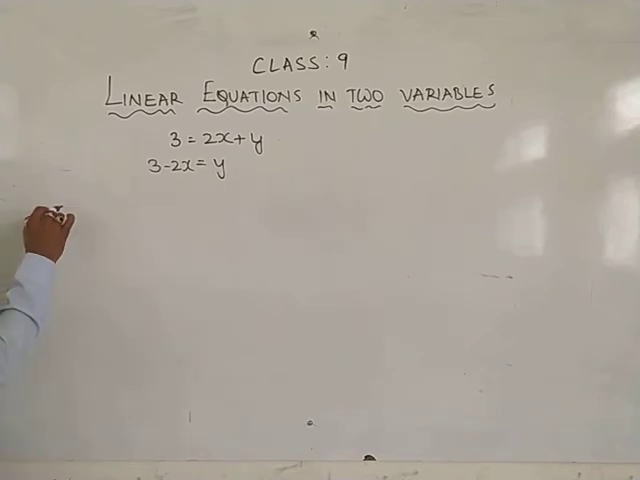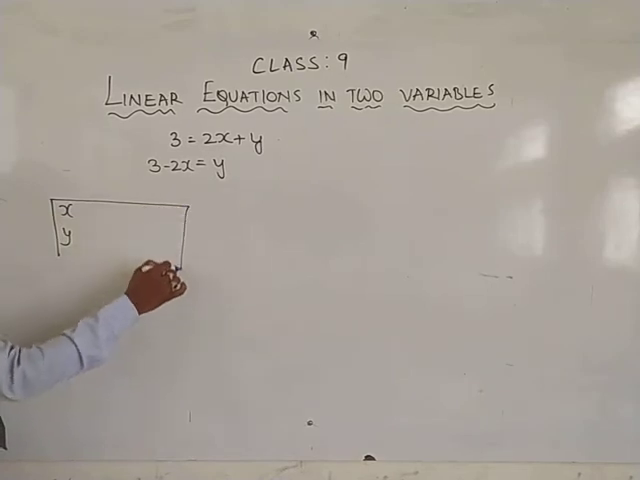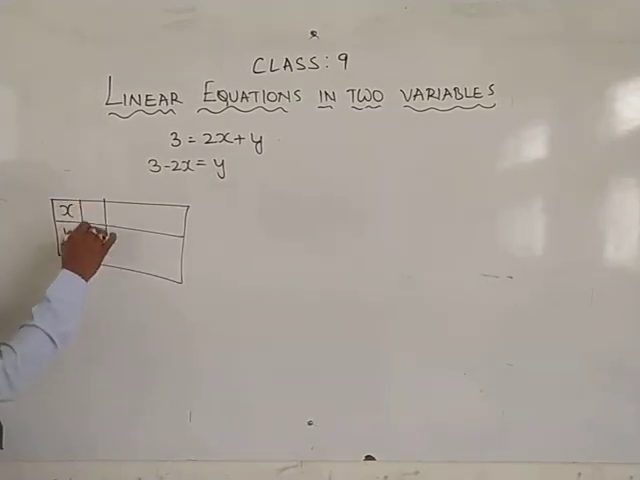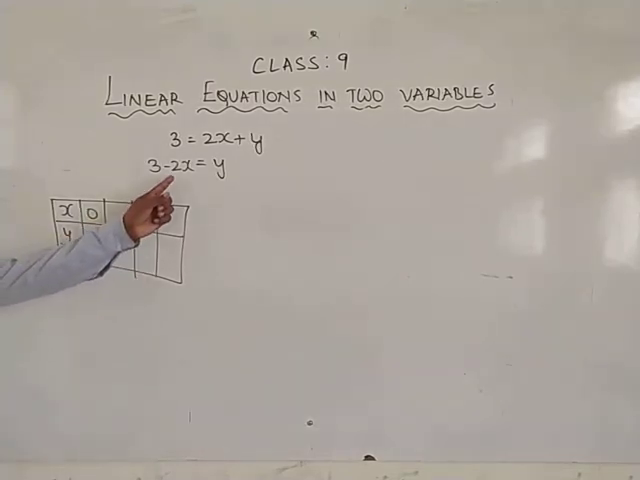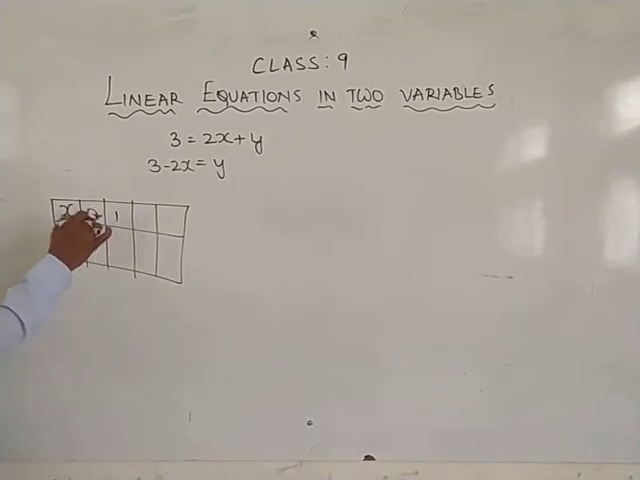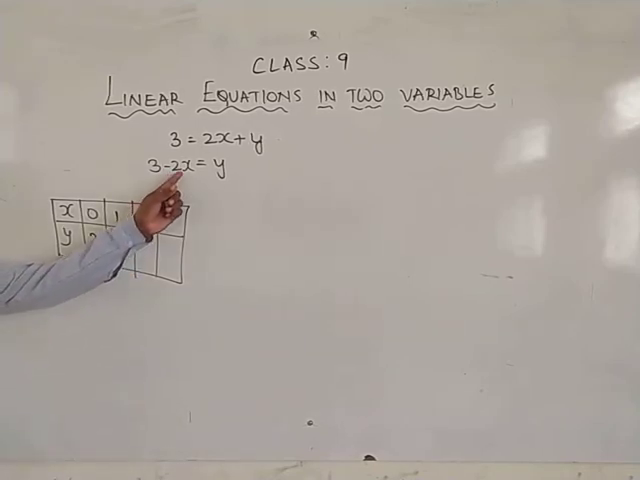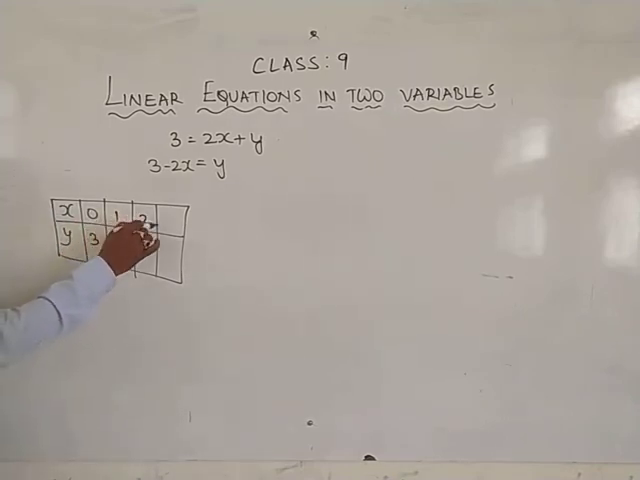Now just go on substituting x value, y value. Take small numbers. For example, if you put x equal to 0, what happened? 3 minus 0 is 3. If x equal to 1, 2 into 1 is 2, 3 minus 2 is 1. If x equal to 2, then y equal to minus 1.